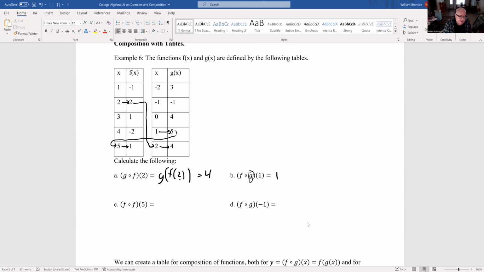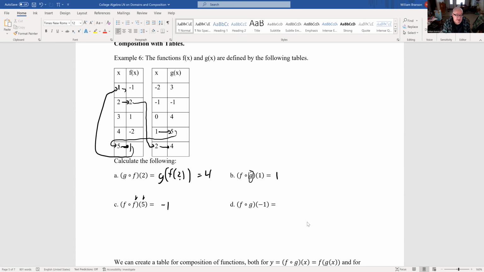F composed with f of 5, well, that means you start at x equals 5 for f, and that takes you to 1. And then we want to put that back into f, and that takes us up to 1 as the x. So we take the output here, plug it in as x, and that gives me an output of minus 1.